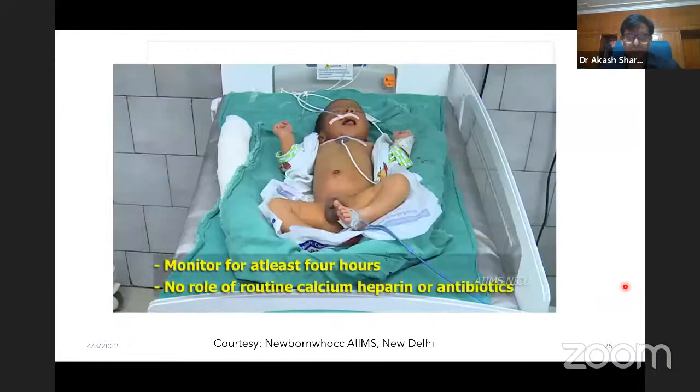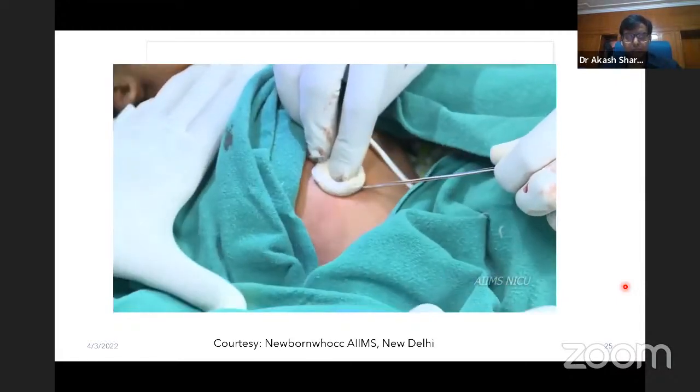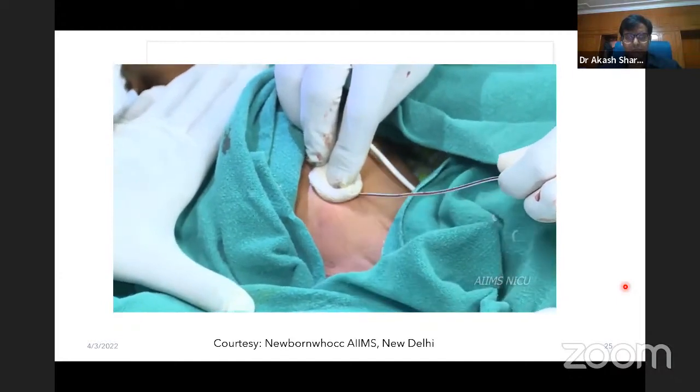After the exchange transfusion, the baby should again be closely monitored for at least 4 hours. There is no need to add routine antibiotics. The calcium should only be added if there was a demonstrated hypocalcemia, and there is no role for using heparin routinely during exchange transfusion. Once the exchange transfusion is done, remove the catheter.